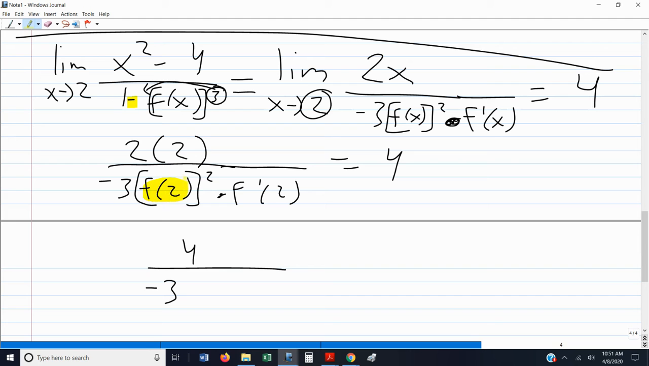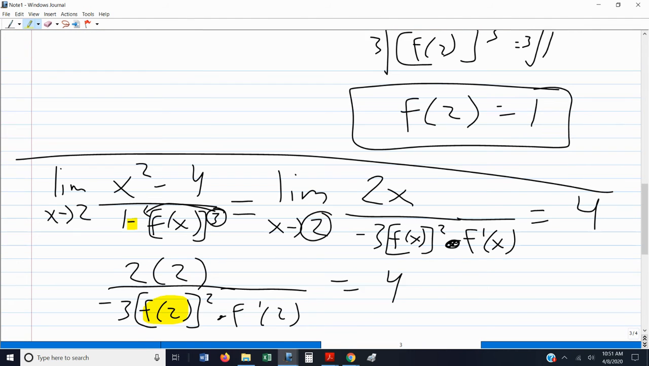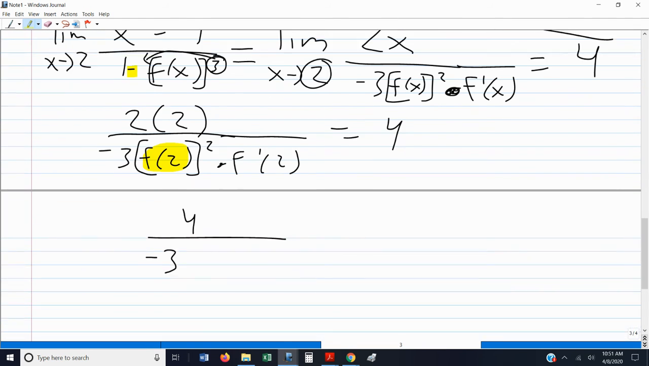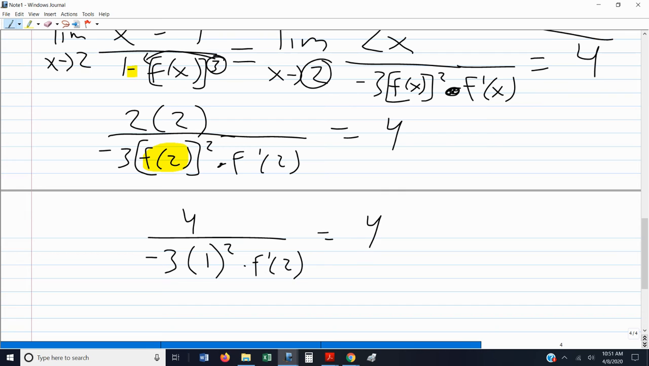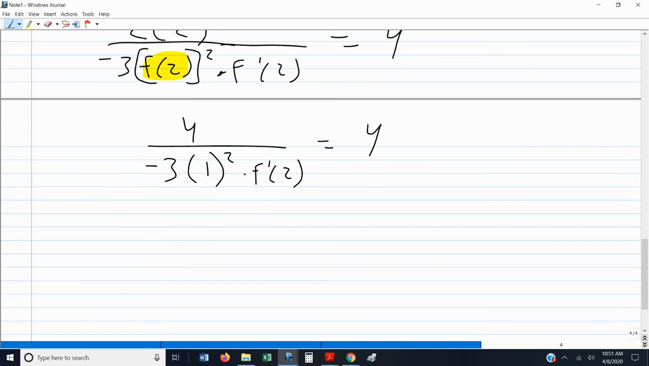Now f of 2, that is what I found in the previous part. F of 2, I figured out that that was equal to 1. So I'm going to replace that with a 1 times f prime of 2 equals 4. 1 squared is 1. So I have 4 over negative 3 times f prime of 2. Okay, and then you are trying to solve this for f prime of 2.